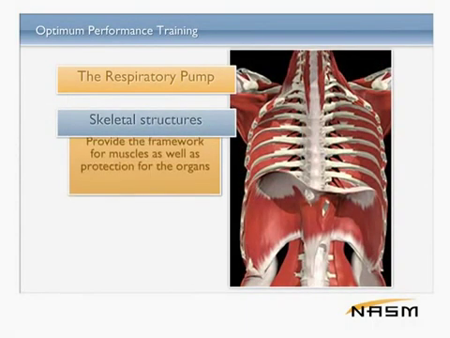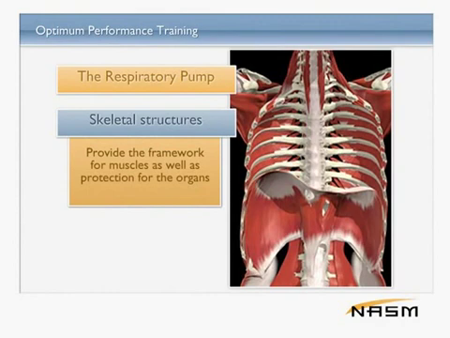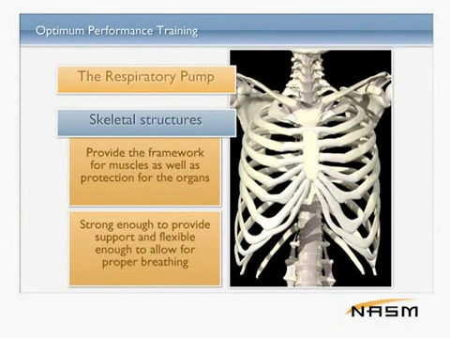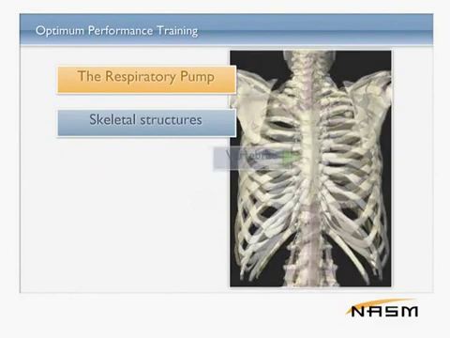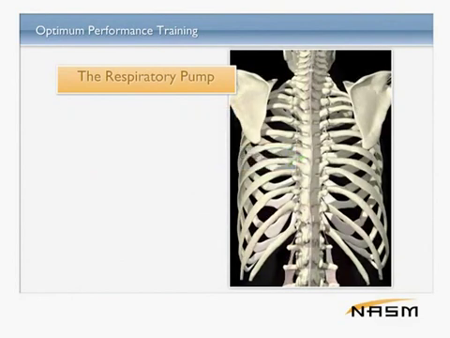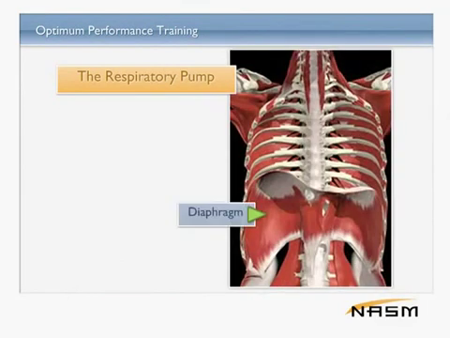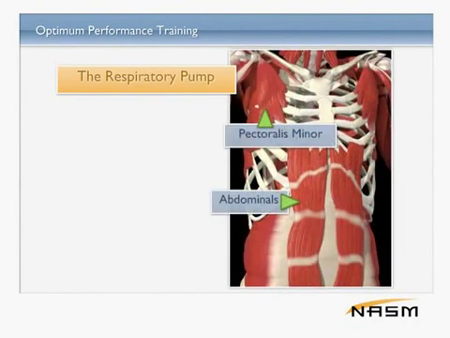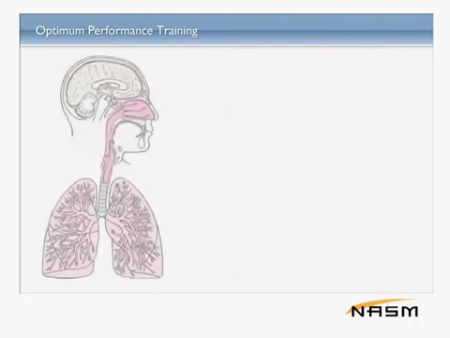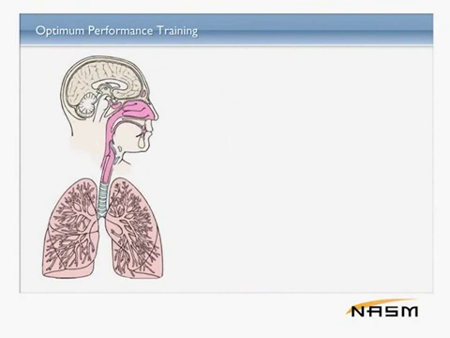The skeletal structures provide the framework for the muscles to attach to, as well as protection for the organs within the thorax. While being strong enough to provide support, they are also flexible enough to allow for the expansion and compression needed for proper breathing. These structures include the sternum, ribs, and vertebrae. The muscles that make up the respiratory pump include the diaphragm, internal and external intercostals, scalenes, sternocleidomastoid, pectoralis minor, and abdominals. The purpose of ventilation is to move air in and out of the body.